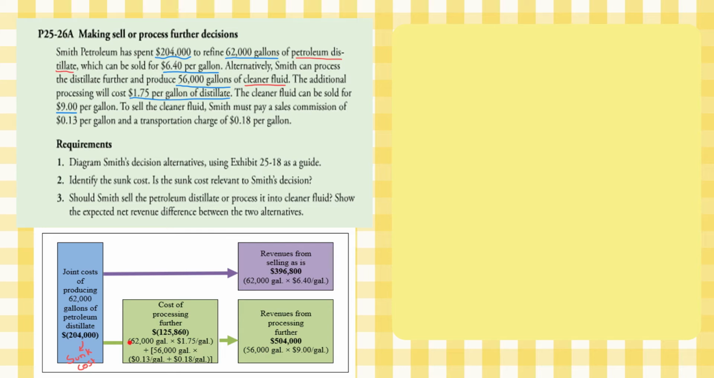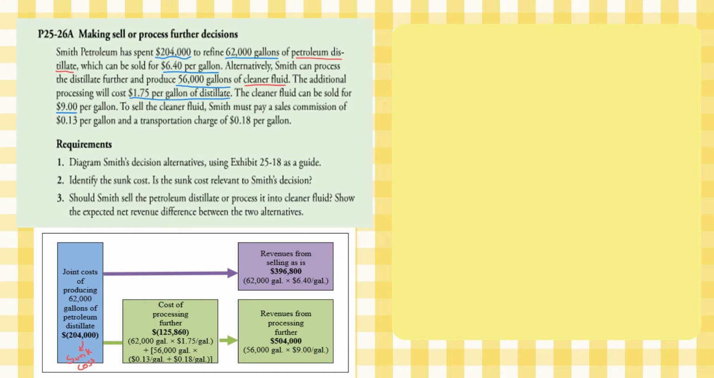So first, processing further cost 1.75. I need to multiply it with distillate gallons, which is 62,000 gallons. Now sales commission and transportation charge, I need to multiply these two with cleaner fluid gallons, which is 56,000 gallons. Now we are done with requirement number 1, the diagram.